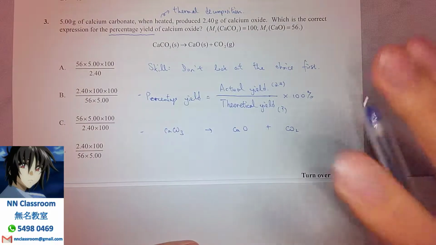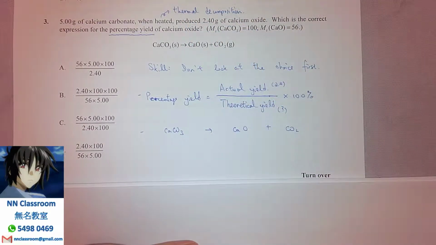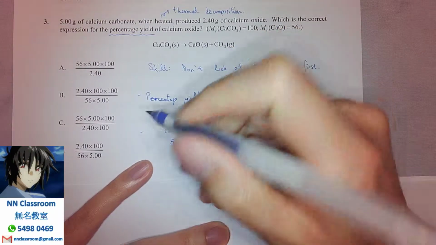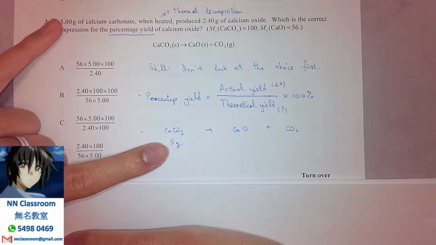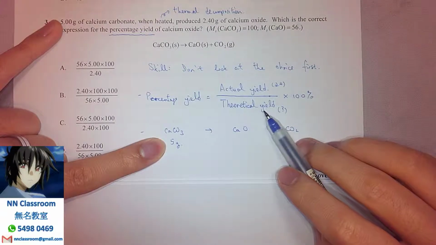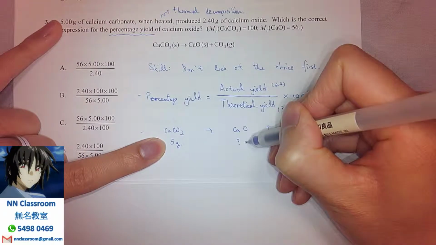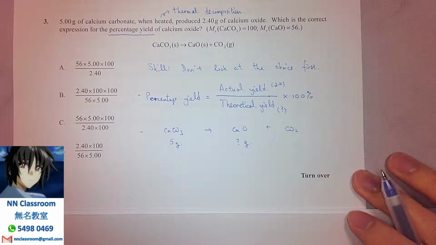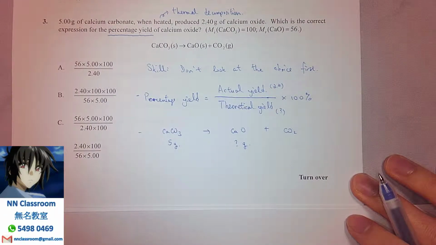And try to find the 3 steps approach. What is the 3 steps approach? First of all, we are given the information from the reactant, which is 5 grams of the calcium carbonate, right? Our target is to find out, theoretically, how many grams of calcium oxide can be formed, right? So the technique in this case is always the 3 steps approach. What are the 3 steps?